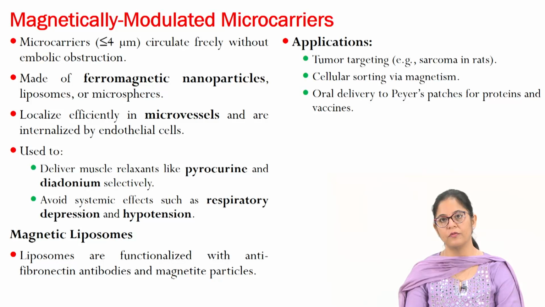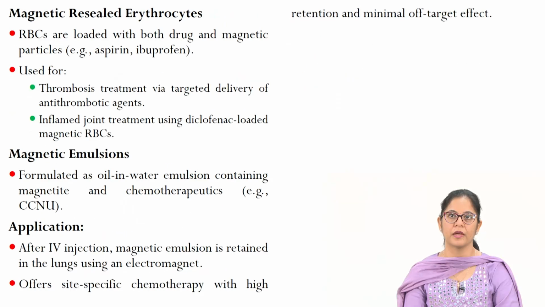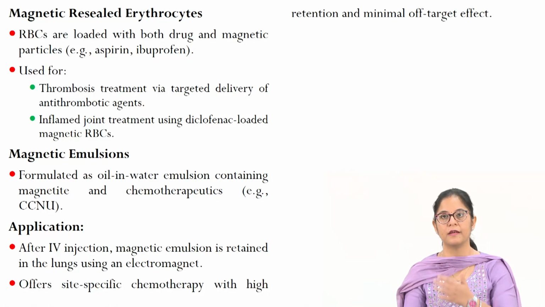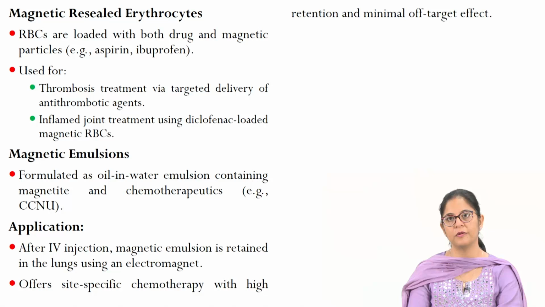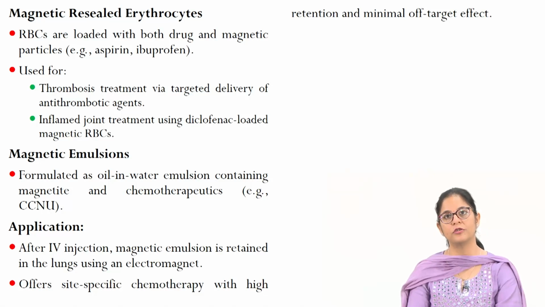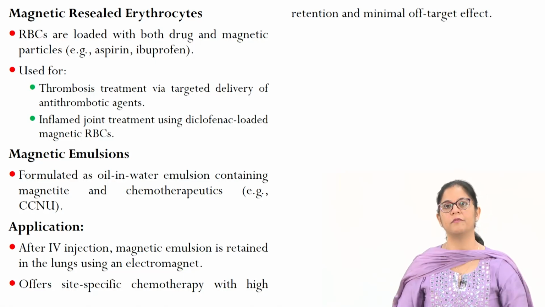The magnetic liposomes are functionalized with anti-fibronectin antibodies and magnetite particles. Their applications are tumor targeting, cellular sorting via magnetism, and oral delivery to Peyer's patches for proteins and vaccines. Now, magnetically resealed erythrocytes, in this case RBCs, are loaded with both drug and magnetic particles, for example aspirin, ibuprofen. These are used for thrombosis treatment via targeted delivery of antithrombotic agents, and inflamed joint treatment using diclofenac loaded magnetic RBCs.